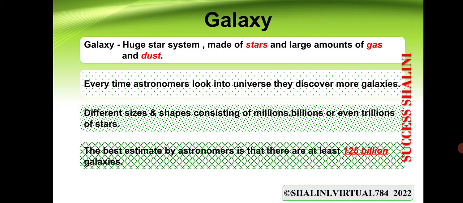And every time astronomers look into the universe, they find that they have discovered one more galaxy. So we don't have an exact number of galaxies present in the universe. Different sizes and shapes of galaxies have been found, consisting of millions, billions, or even trillions of stars. The best estimate by astronomers is that there are at least 125 billion galaxies. And our galaxy, the Milky Way Galaxy, is elliptical in shape.